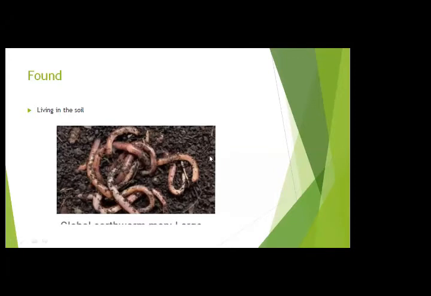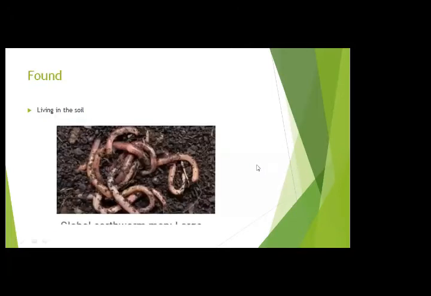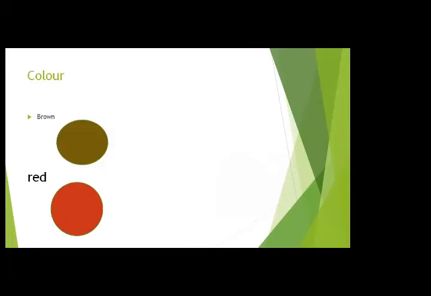What about the color of earthworms? Can they be in every color? Green, white, black? No. They are just in two colors. They can be found in brown color and red color. Which colors? Brown and red. Now, first, where do they live? In the soil. Second, color: they are brown and red in color.